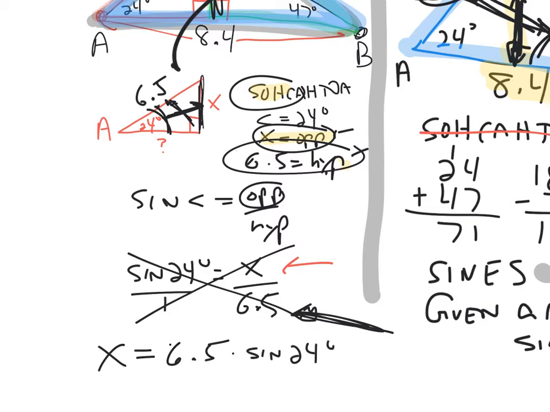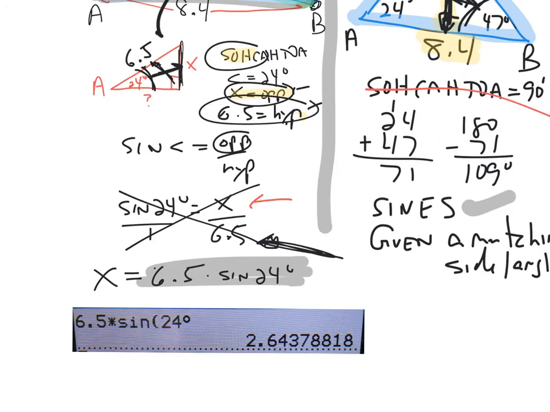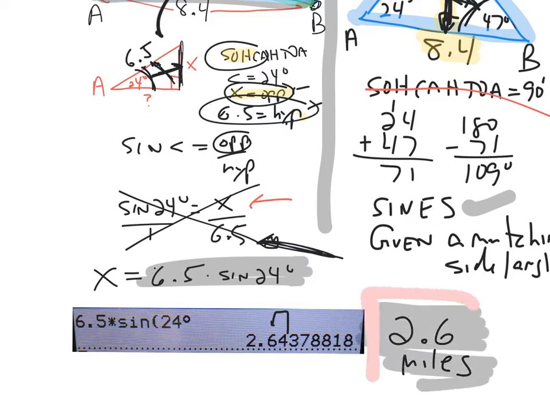So if you do this on your calculator, 6.5 times the sine of 24, you'll get the height of this balloon. So here the height of the balloon is going to be 2.6. I think they gave you everything in terms of miles, so here it's going to be 2.6 miles. And that's our final answer here.